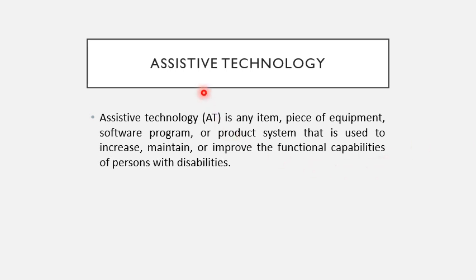The next thing is assistive technology. Assistive technology is an item, piece of equipment, software program, or product system that is used to increase, maintain, or improve the functional capabilities of persons with disabilities. Means the disabled persons can use assistive technologies. Either it can be an application software, a piece of equipment, a software, or a product that they can use to maintain or improve their capabilities.